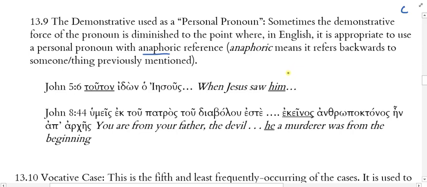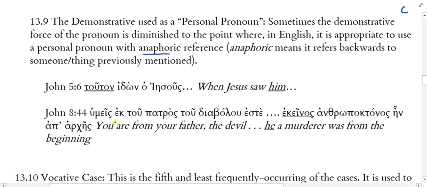So if I said, for example, once upon a time there was a princess and she was beautiful, she is a pronoun referring backwards to the princess as the previously established referent. So, sometimes we have demonstratives that function this way, as, for example, in John 5:6, where it says, and when Jesus saw Tuton, we could translate that as when Jesus saw this one, but most of our English translations simply translate this as a personal pronoun, and when Jesus saw him. So there, that demonstrative seems to have lost its demonstrative force.